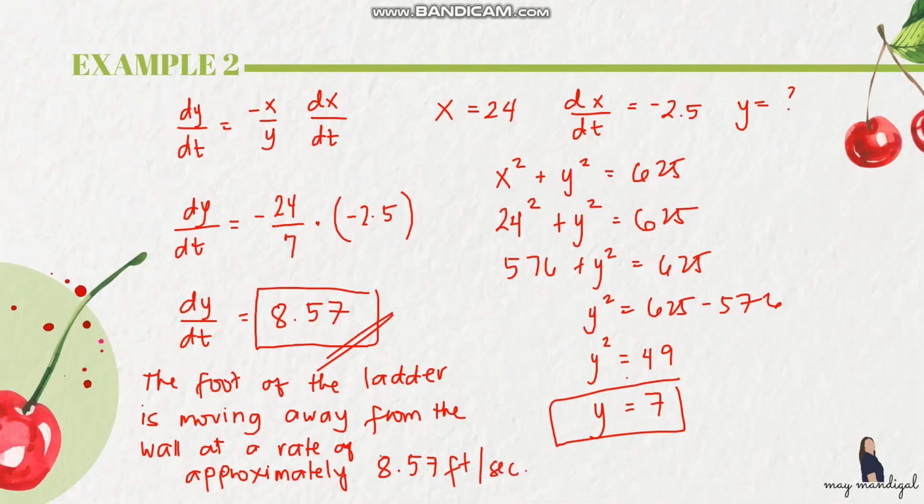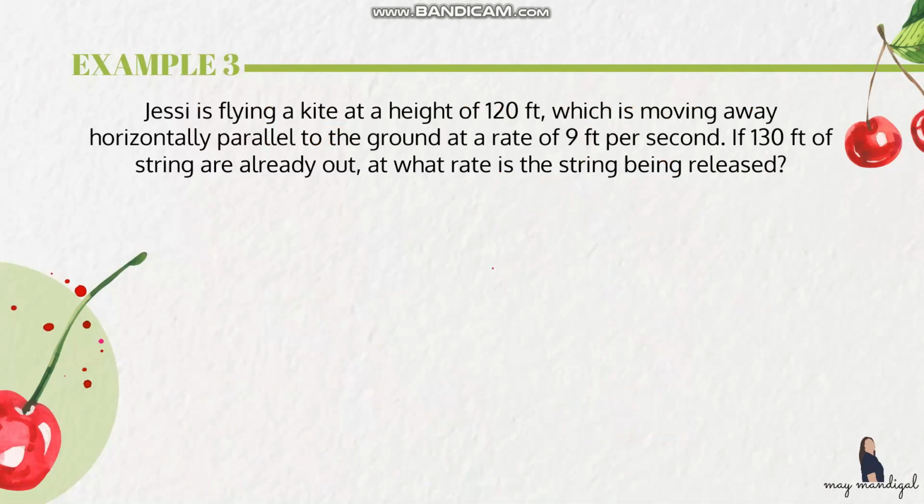Okay, so that is our final answer. So let's have another problem. Jessie is flying a kite at a height of 120 feet, which is moving away horizontally parallel to the ground at a rate of 9 feet per second. If 130 feet of string are already out, at what rate is the string being released?